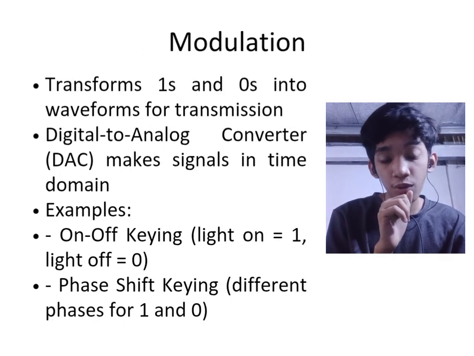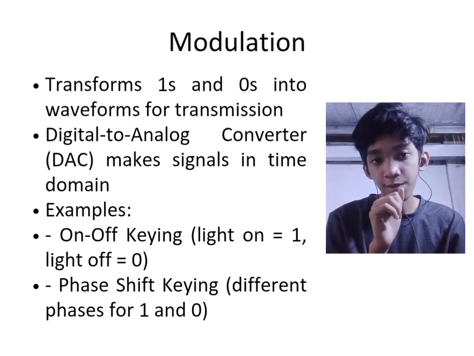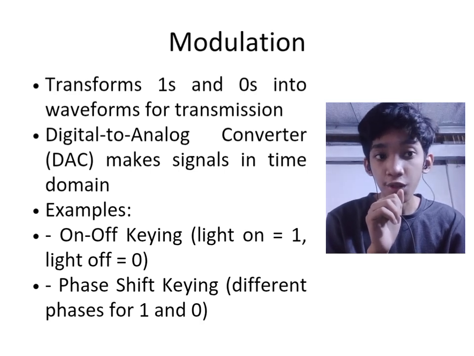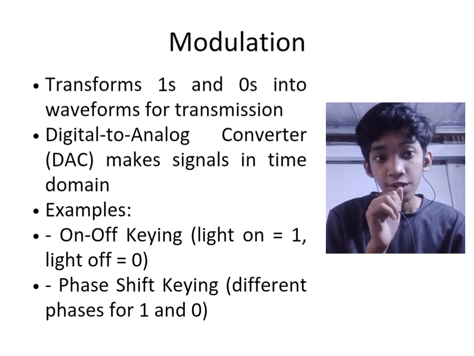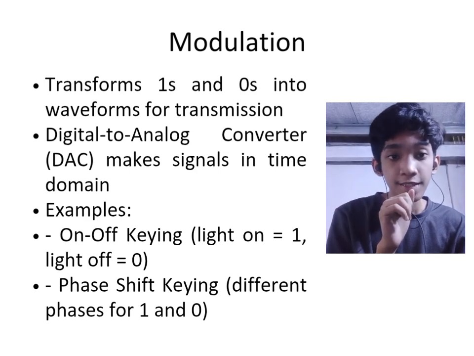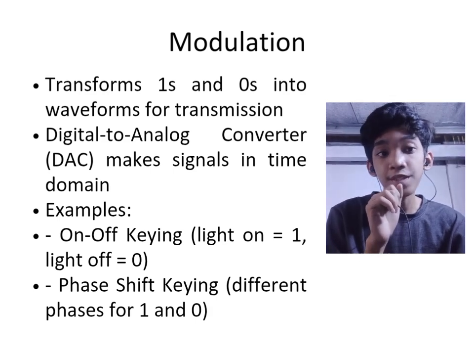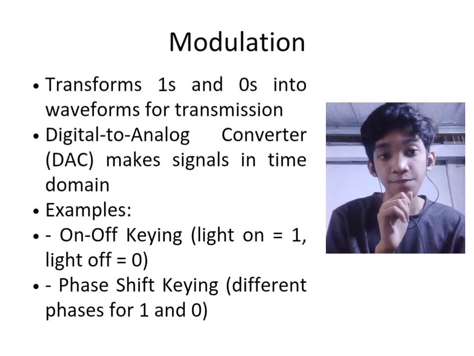Now, let's move on to modulation. This step is very important because without it, our digital bits wouldn't be able to move through channels like radio or fiber. It transforms ones and zeros into waveforms for transmission. Since channels understand waves, we reshape bits into different waveforms so that they can travel.